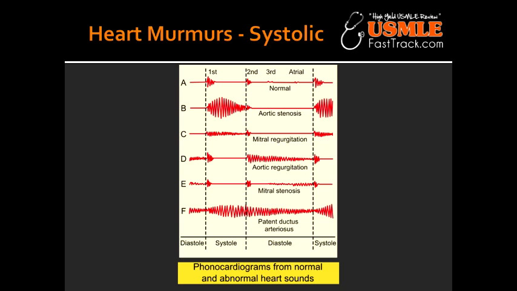What are some of the conditions that can lead to aortic stenosis? Aortic stenosis can happen due to age-related calcification of the aortic valve, or bicuspid aortic valve can lead to aortic stenosis.